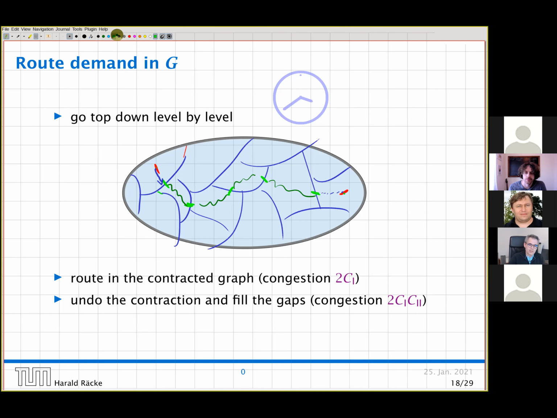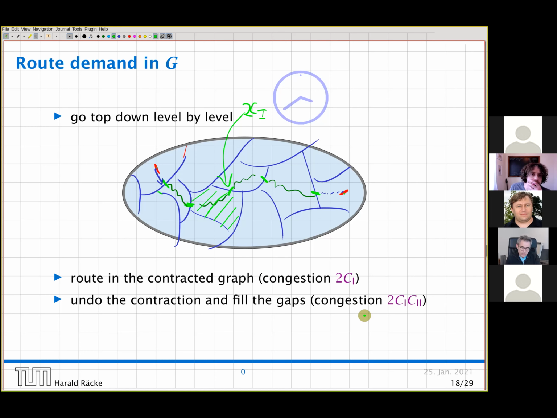So the light green edges here have a congestion of C1, or 2 times C1. I can route on the contracted graph with this congestion, all to all. But what I get as a flow problem for such a subcluster here is that every boundary edge has some congestion 2 times C1 or so, and I want to route to other boundary edges. So I get a flow problem on these boundary edges.